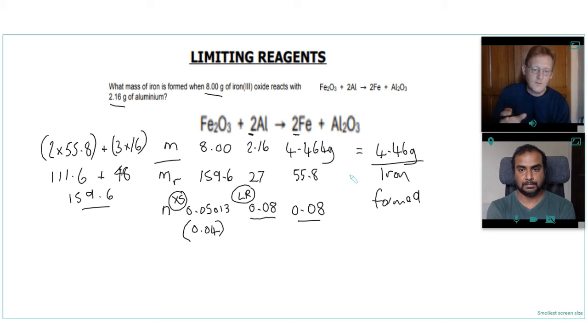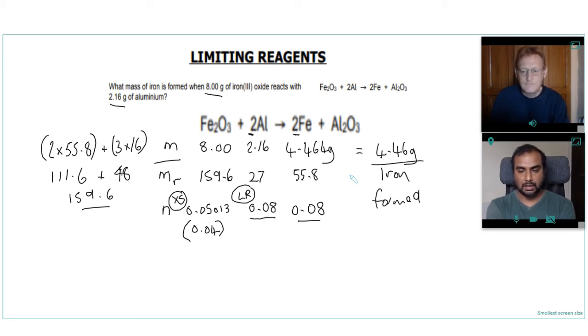They could look at the iron oxide is 0.05 moles, so that therefore that would react with double the aluminium, 0.1, and therefore you can see that the aluminium is the limiting reagent there, because 0.08 is less than the 0.1. So you can choose either reactant to work out which is the excess, which is the limiting reagent.